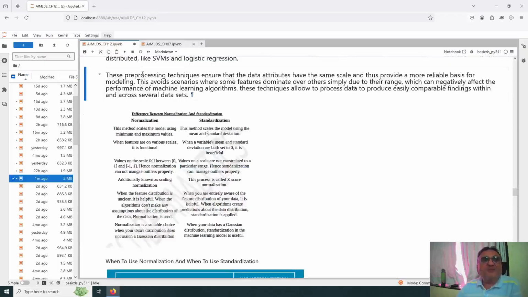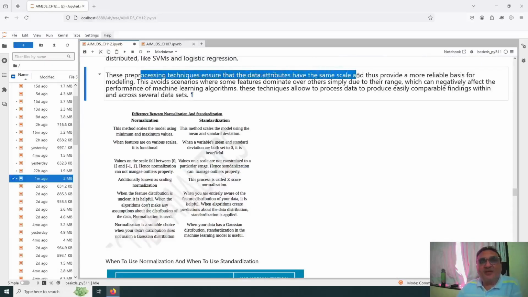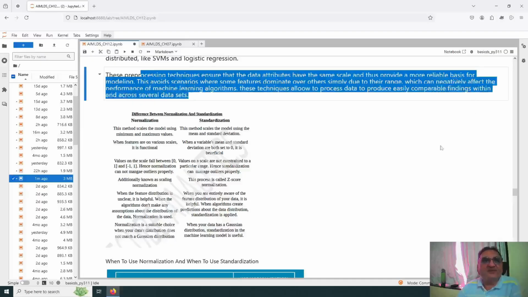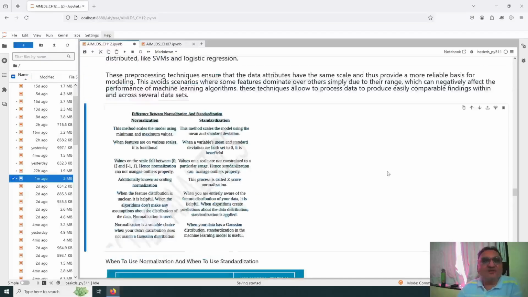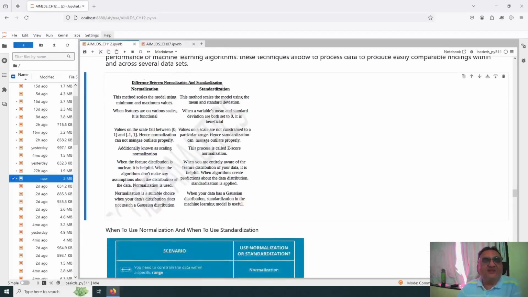These pre-processing techniques ensure that the data attributes have the same scale. Even that I have explained, so I think it is fine. This avoids the scenario where one feature dominates over others, which we have also learned. There are some differences between normalization and standardization. One, normalization scales the data using minimum and maximum value. That is why normalization is itself called min-max scaling.